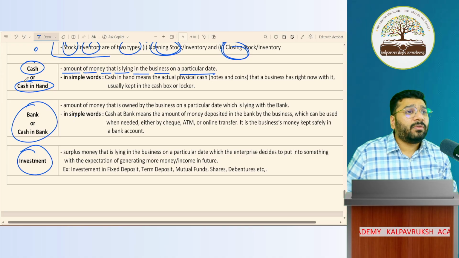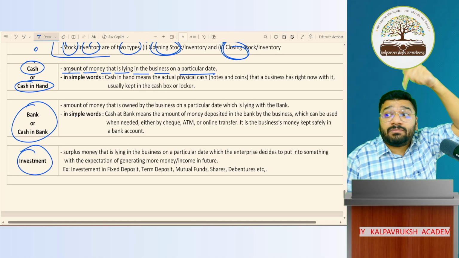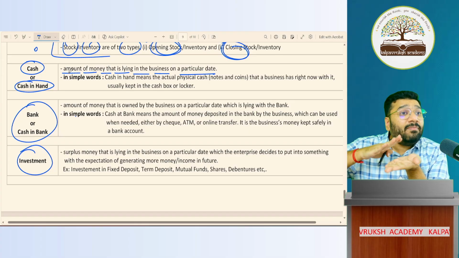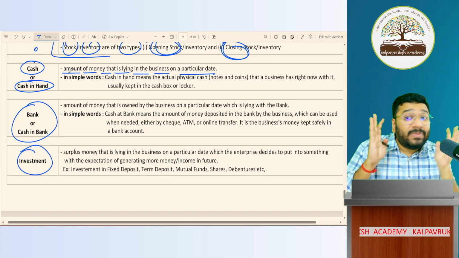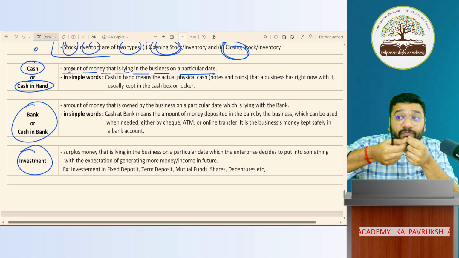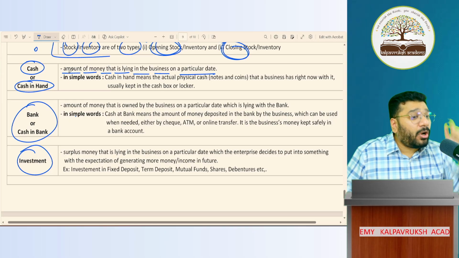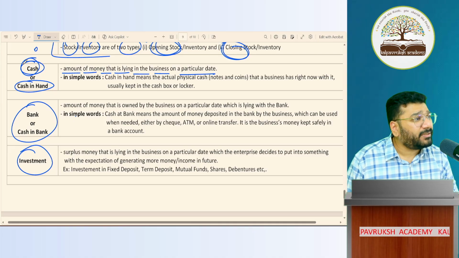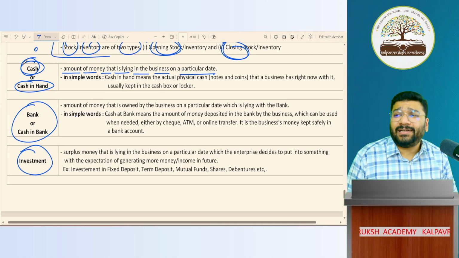So on 31st March 26, which went by, I want to know how much cash is there in my cash box. We'll do physical counting. Got it? That is called cash in hand. So what is the classification of cash? Can I call this an asset?